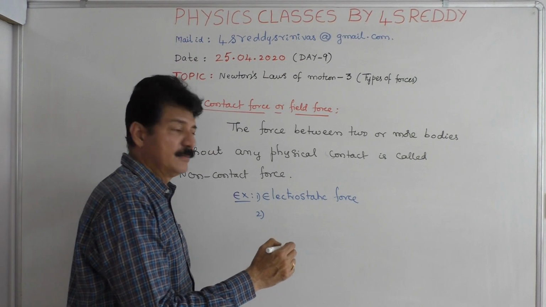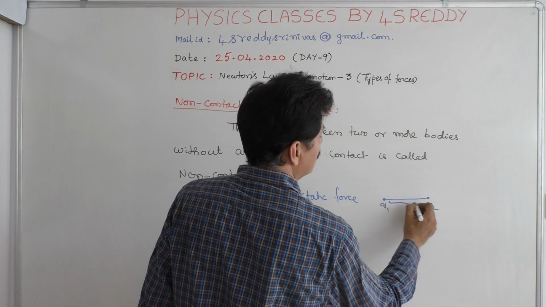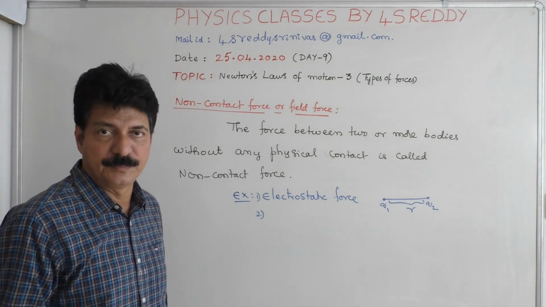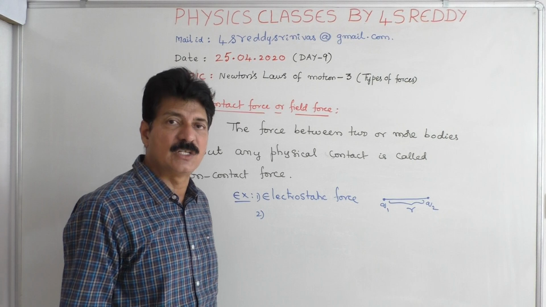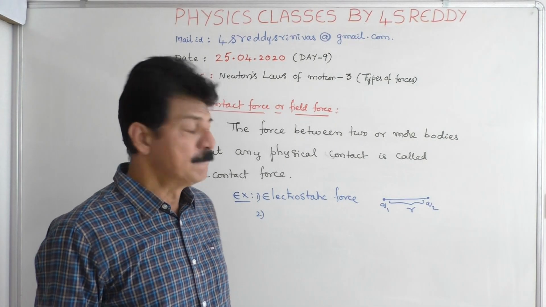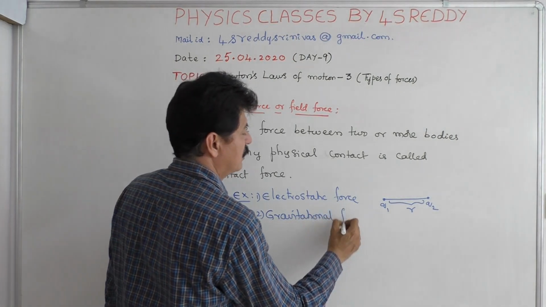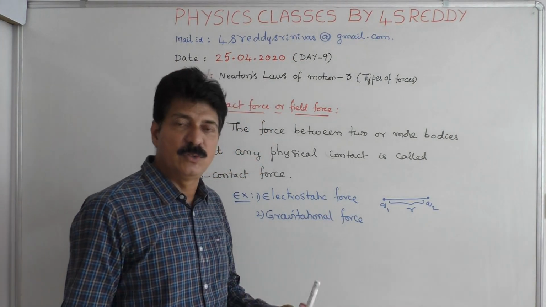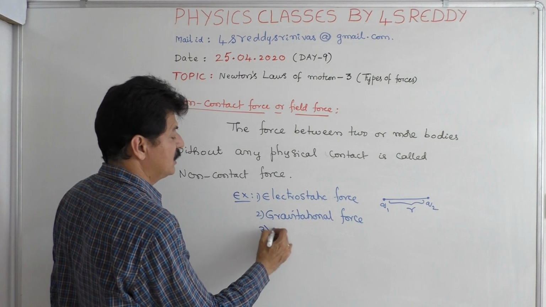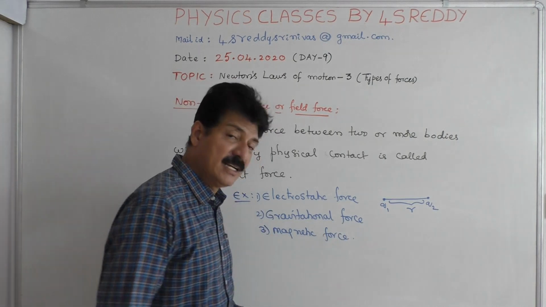If you consider two charged bodies separated by a certain distance, even though they do not have any physical contact between them, there exists a force of attraction or repulsion. If they are like charges, there exists a repulsive force. If they are unlike charges, there exists an attractive force, which you studied in our lower classes. And similarly, the second one is gravitational force. Gravitational force is nothing but the force between two bodies separated by a certain distance. And also magnetic force, that is the force between two magnetic poles. That comes under magnetic force.